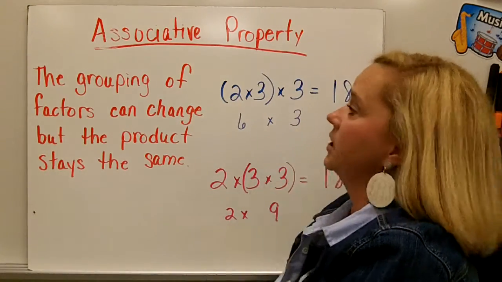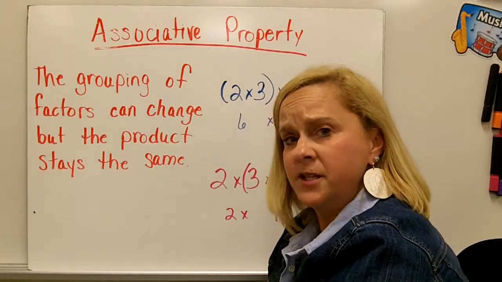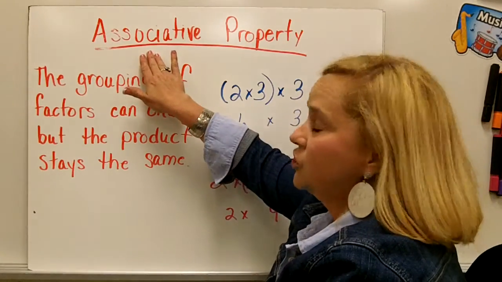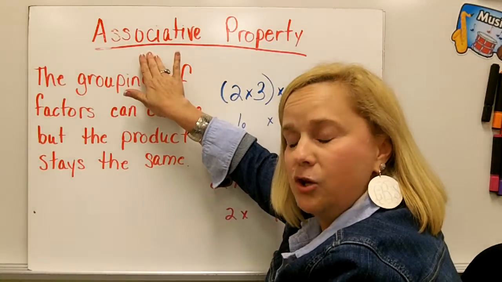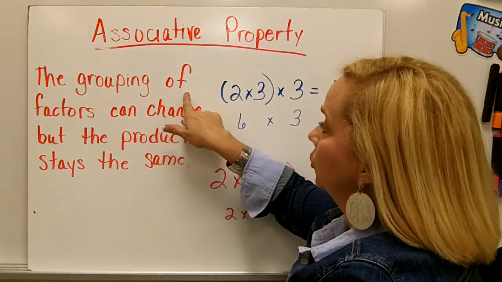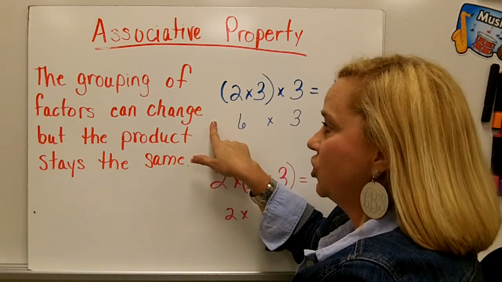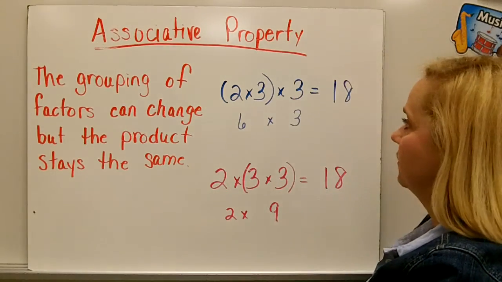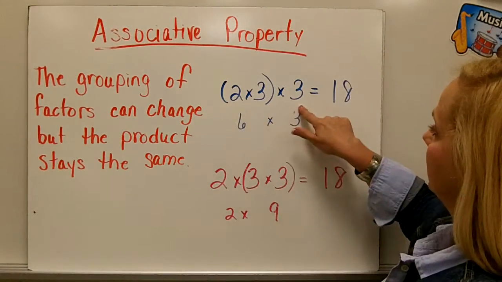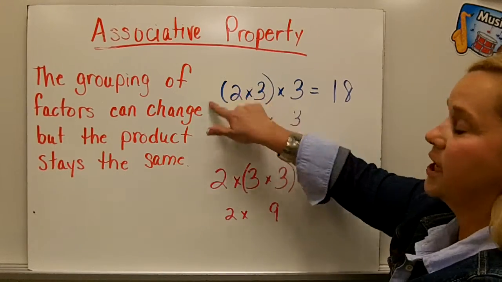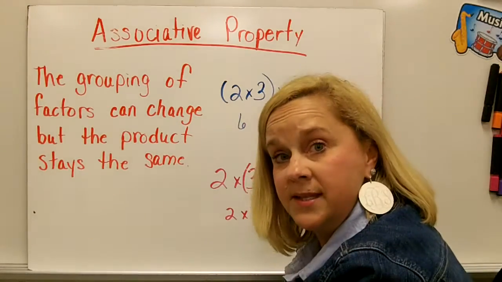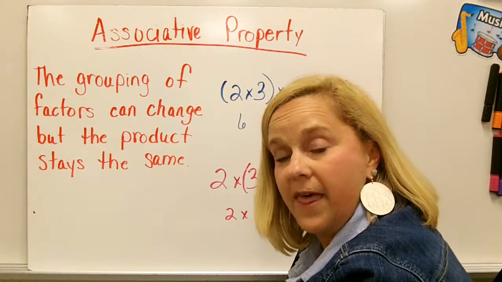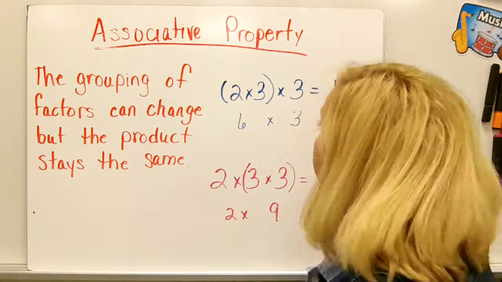All right, the associative property. This is a different property, and you're going to be associating your numbers in your math problem. The grouping of factors can change, but the product stays the same. And I have some examples for you too. If you look at this number sentence here, I have 2 times 3 in parentheses, and the parentheses mean that you always work that part of the math problem first.